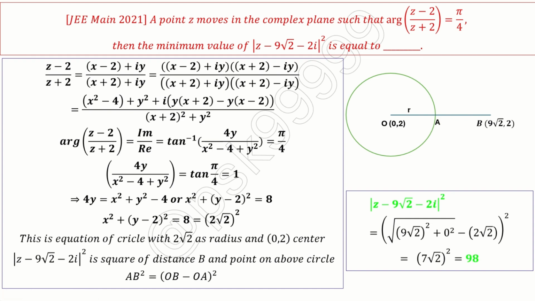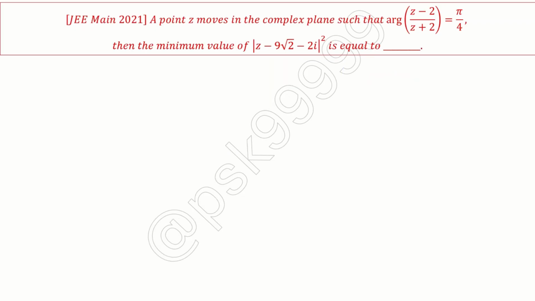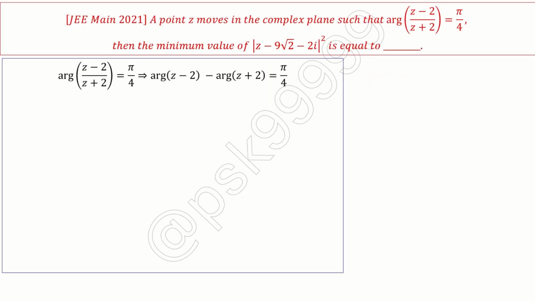This is one way of solving it. The other way is, you can choose whichever is simple. Both are equally simple, equally hard. So, same question. Given is arg of z minus 2 divided by z plus 2 is pi by 4, which I can rewrite as arg of z minus 2 minus arg of z plus 2 equal to pi by 4. Arg of z minus 2 is again tan inverse of the y by x part, right?